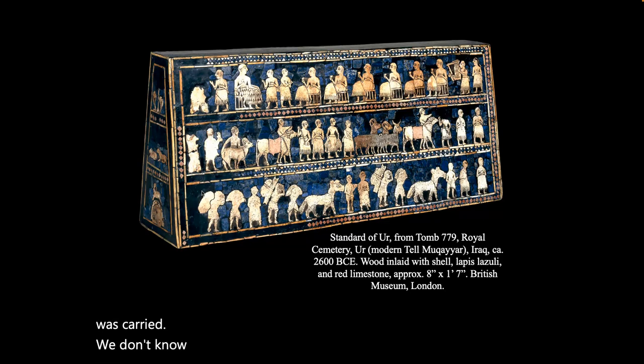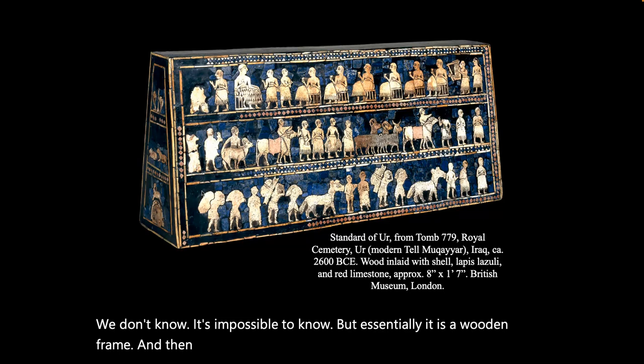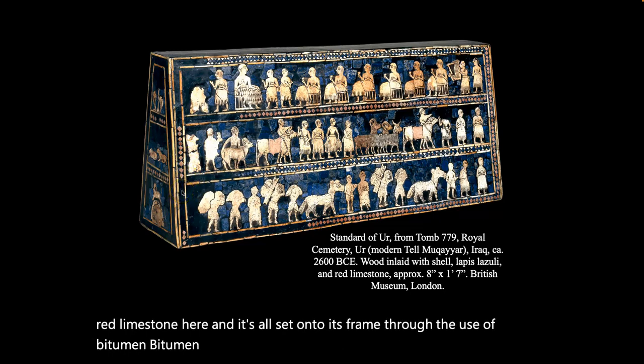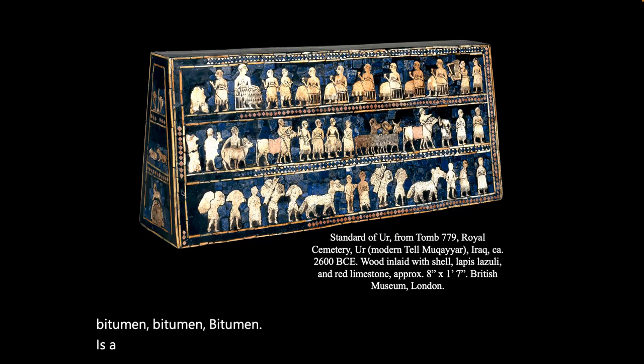It's impossible to know, but essentially it is a wooden frame, and then onto which you have shell, lapis lazuli, I think there's some red limestone here, and it's all set onto its frame through the use of bitumen. Bitumen is a tar-like substance that can be used as an adhesive, and we see this in ancient Mesopotamia.